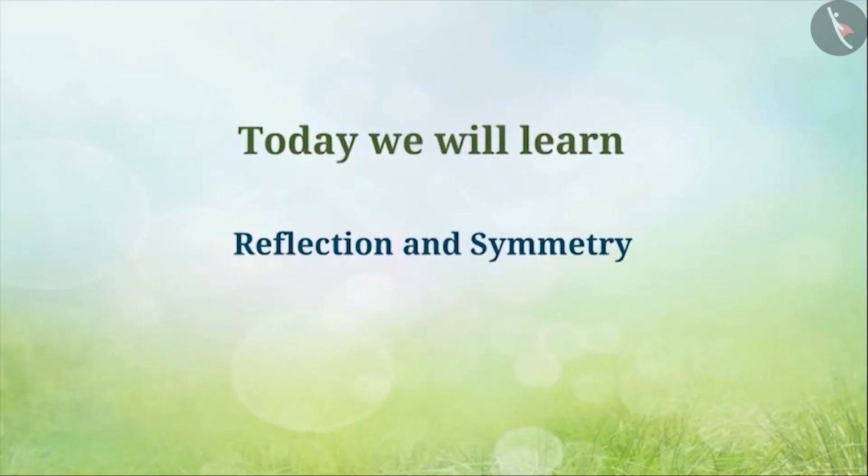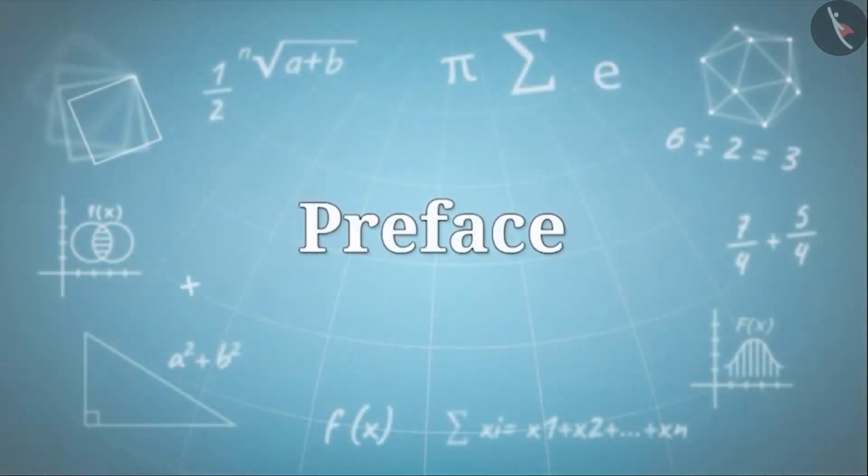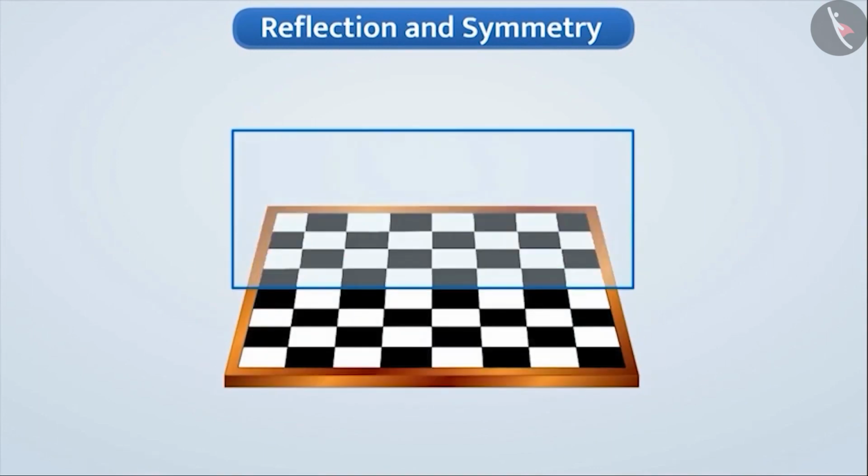Today, we will learn reflection and symmetry. Look here. There is a mirror line in the center of the chessboard. Suppose we place an object in front of the mirror, we will see its reflection in the mirror.